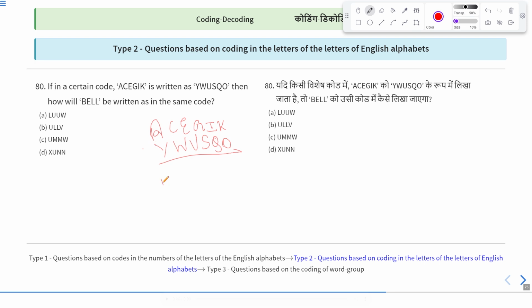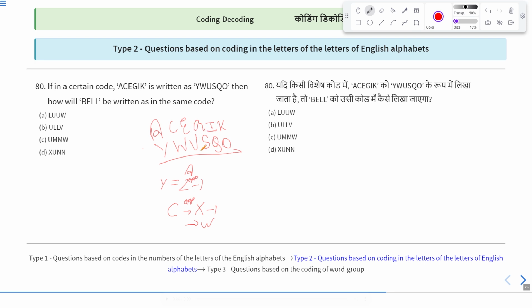A is Y, Z minus 1, and A's opposite is Z. Similarly, C's opposite is X, but X minus 1 is W. So what is this? Opposite minus 1. That seems to be the pattern. Opposite minus 1.